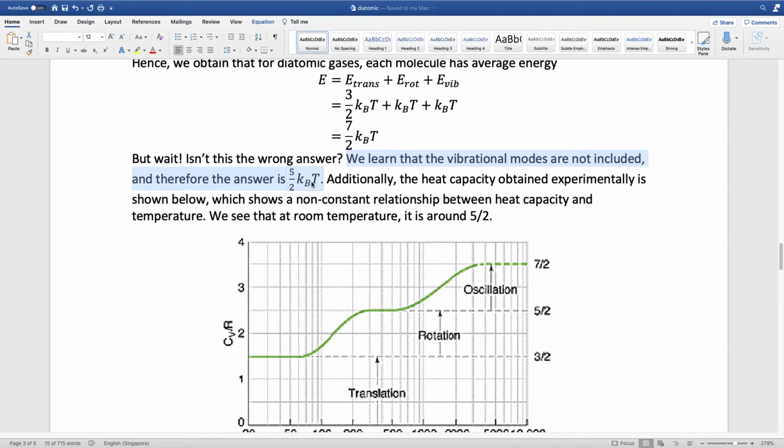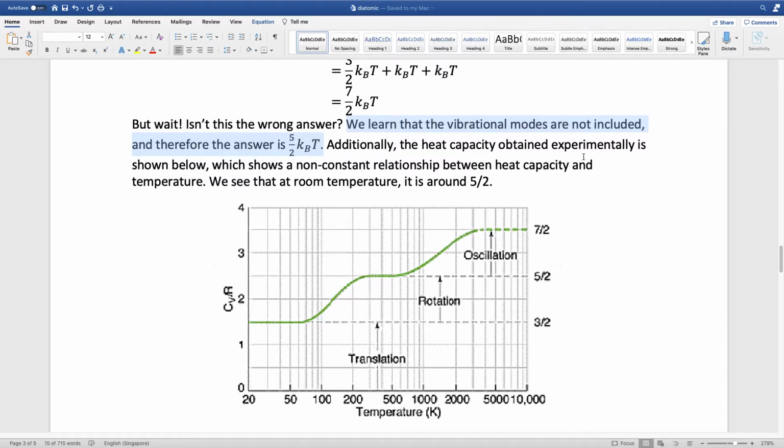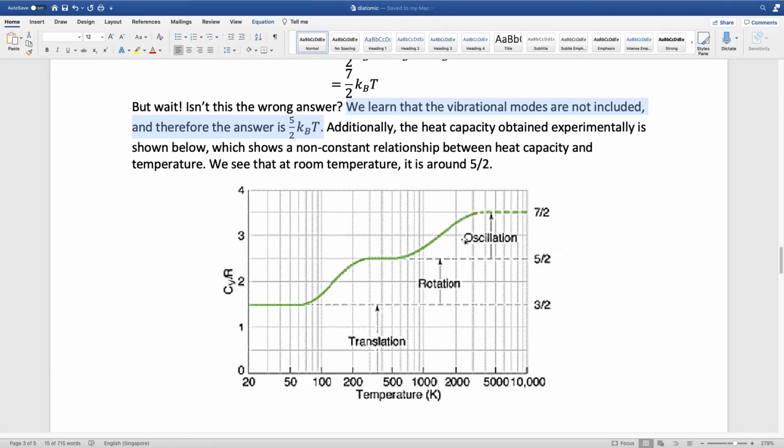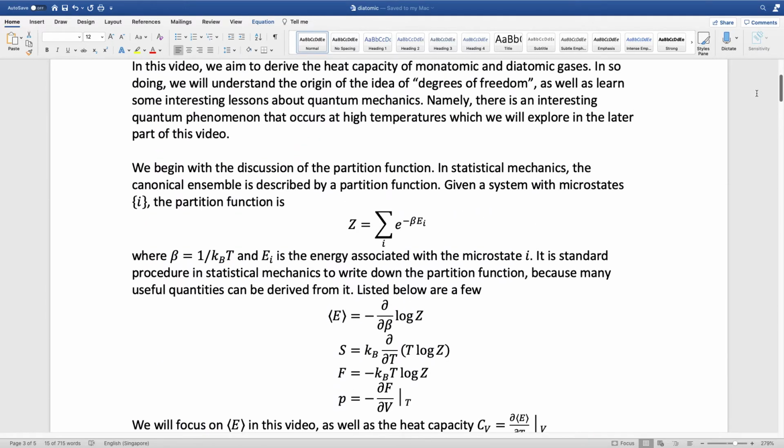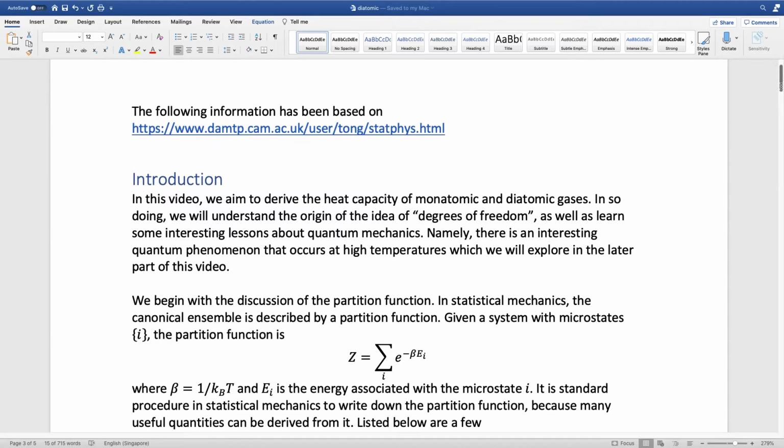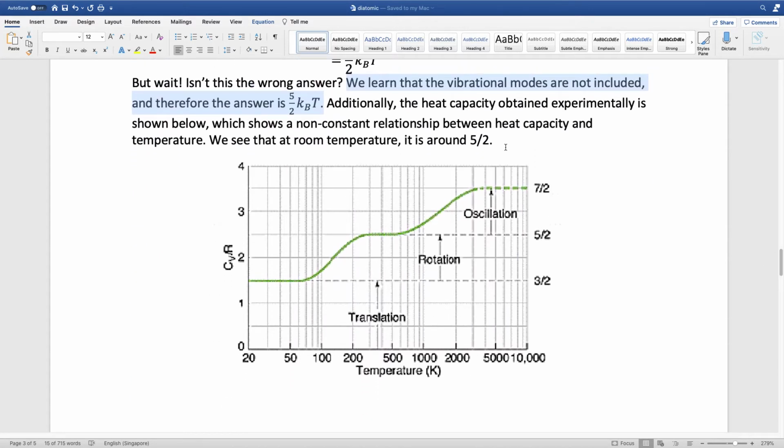However, why are vibrational modes so-called not included? Well, it turns out that vibrational modes are included. However, vibrational modes only appear at high temperatures. So let us refer to the following graph over here. This graph is obtained experimentally. It is taken from this set of notes, which is taken from some chemistry textbook, I believe.